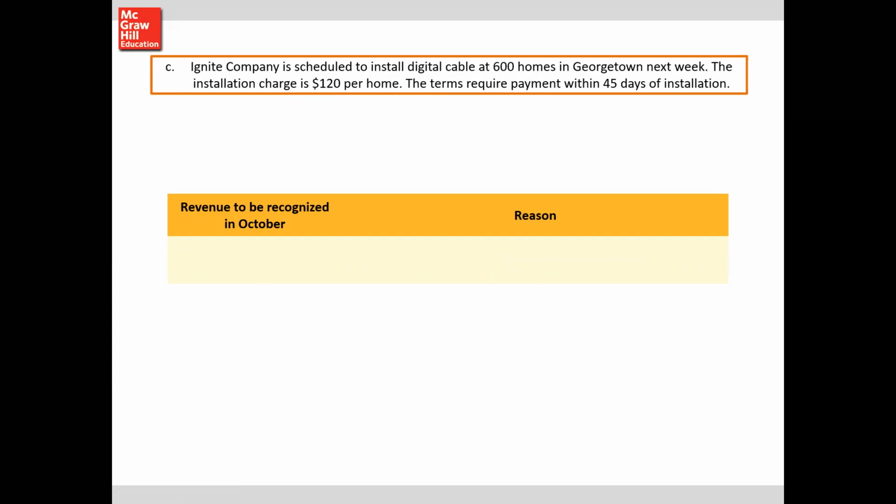All right, on the next one. It says that Ignite Company is scheduled to install digital cable at 600 homes in Georgetown next week. So this is the schedule. It says the installation charge is $120 per home. The terms require payment within 45 days of installation. So notice it says they're scheduled to install, but they actually haven't done the work yet. So in this case, only promises are exchanged, so nothing will be recorded in October. Once they start to work on the actual homes to do these installations, that's when you would start to recognize the revenue.